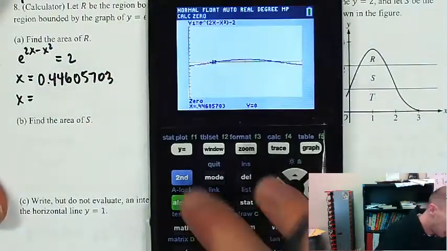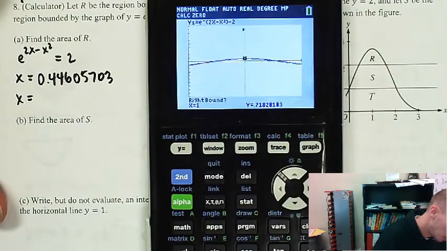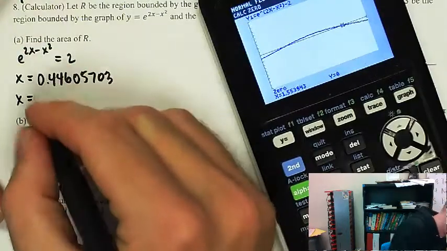Now, find the other intersection. I'll calculate a 0 between 1 and 2. I get 1.553943.